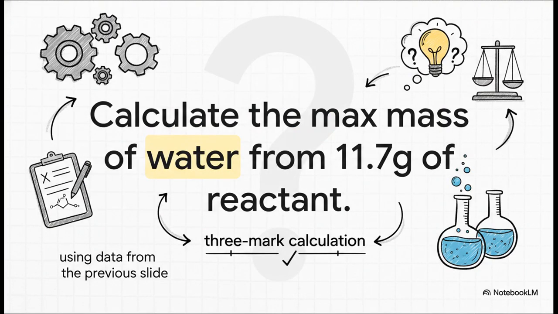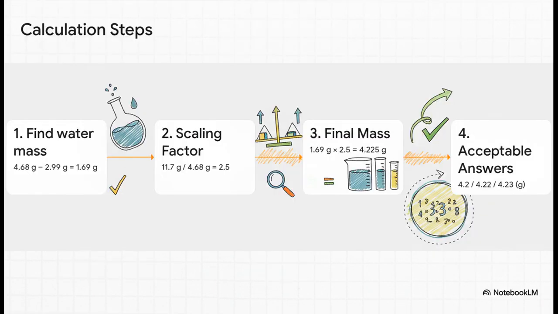Okay, here we go. Our first challenge, a 3-mark calculation. The goal is to figure out how much water we'd get if we used a bigger pile of the starting stuff. All the clues are in that info we just saw. So just take a moment. How would you start this? So let's see exactly how an examiner gives out the points.